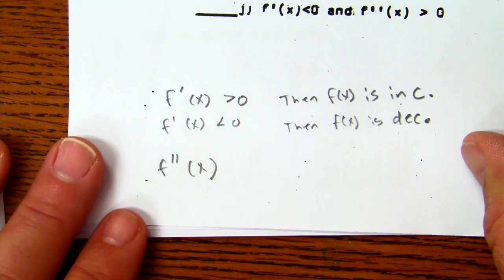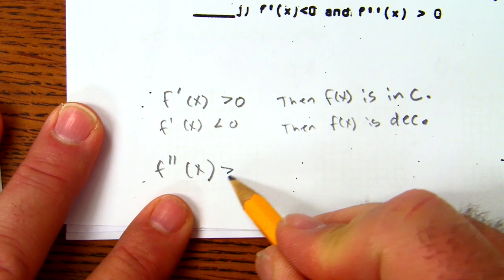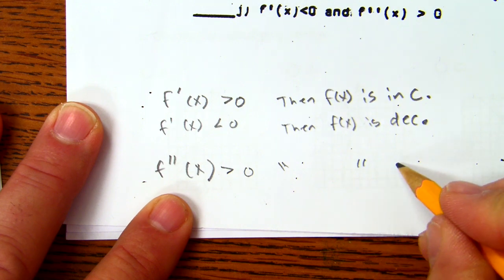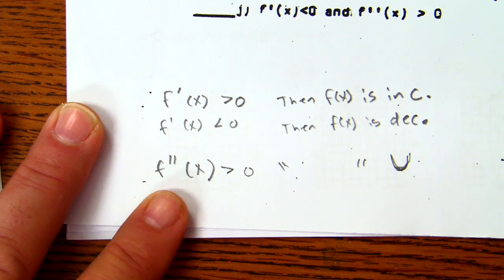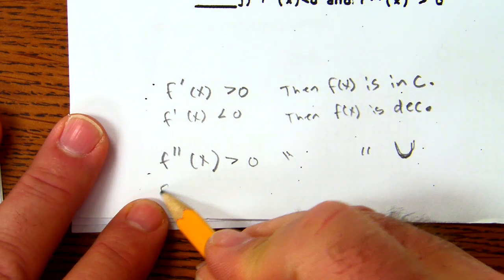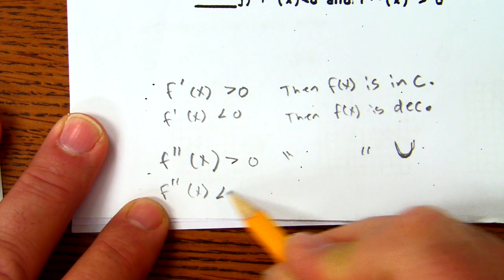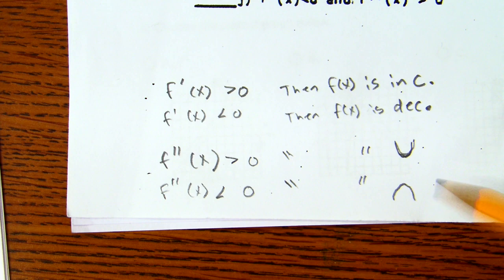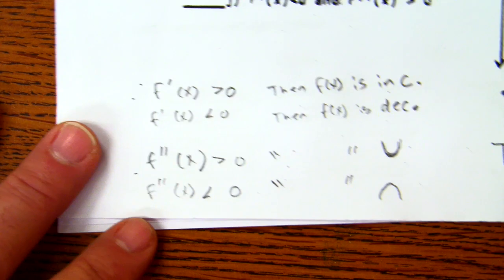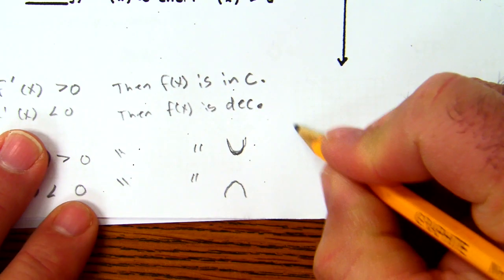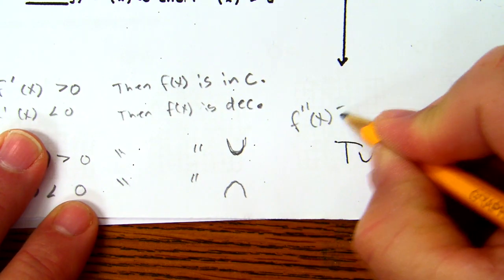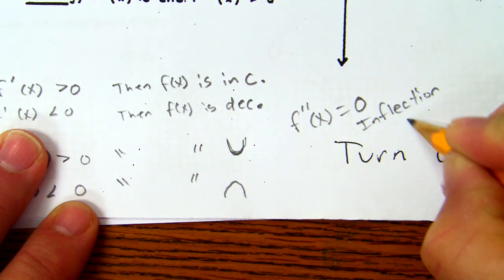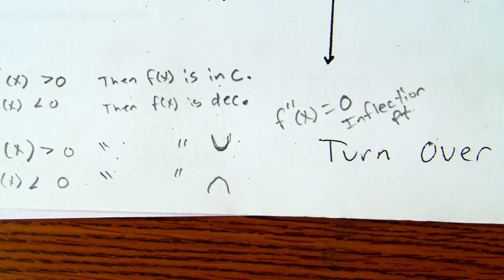Now, what does the second derivative tell us? Wherever the second derivative is positive, then the original function is concave up. And wherever the second derivative is less than 0, then the original function is concave down. Okay, that's a big chunk of what we've been doing. The other thing I should mention is that wherever the second derivative equals 0, that's called an inflection point. That's the place where the original function graph changes from concave up to concave down, or vice versa.